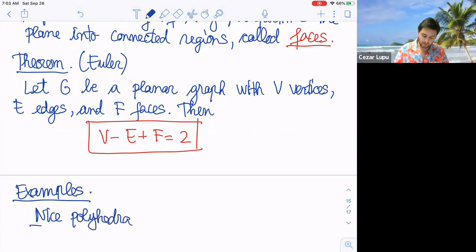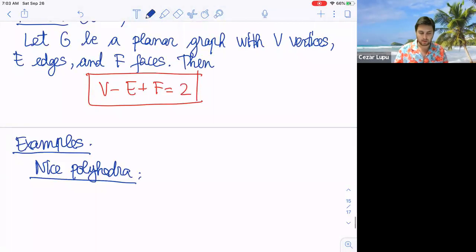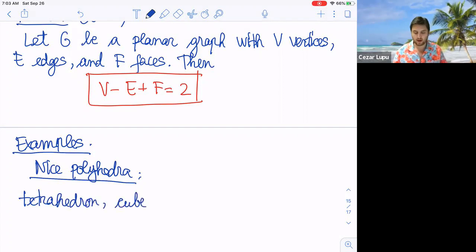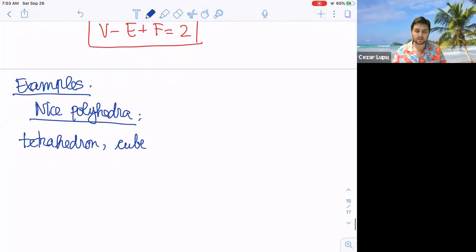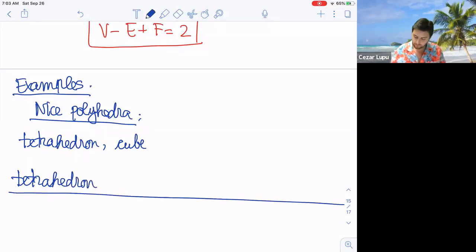And these nice polyhedra that I'm going to consider are the following. Let's say I'm going to consider the tetrahedron, or I can consider the cube. These are very nice polyhedra. Well, I can also consider a soccer ball if you want, but anyway. So let's count the number of vertices, edges, and faces for these polyhedra. So let's draw the following chart: tetrahedron, and cube.